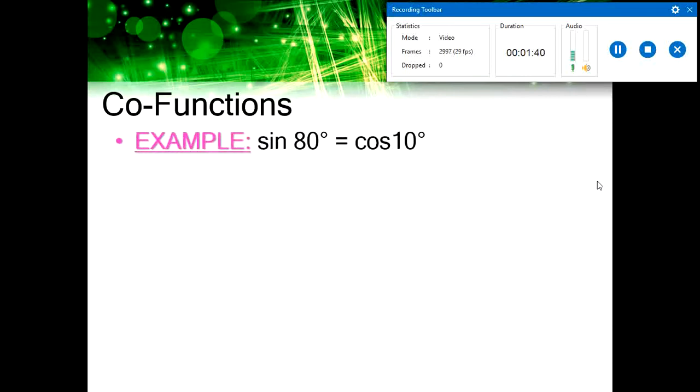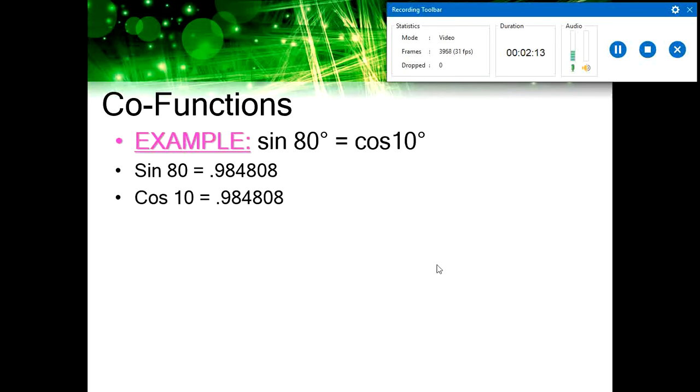So let's look at an example. Sine of 80 degrees is going to be equal to the cosine of 10 degrees. You can see that the 80 degrees and the 10 degrees add up to 90, which means they're complementary. If you want to grab your iPad, you can type in and find the decimal equivalent for sine of 80. Make sure you're in degree mode. And this is the value that should appear. You can also do that with cosine of 10 degrees. And you should see that the two measures are exactly the same.